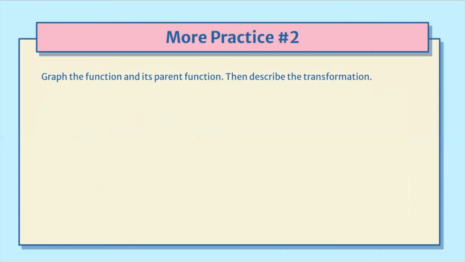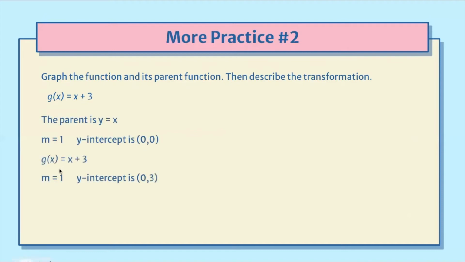So now we're going to graph this function and its parent function, and then describe the transformation. g of x equals x plus 3. We can tell from this that it's a linear function because it's just g of x equals x plus 3 without any absolute value bars or any squares. Slope is 1 and y-intercept is (0, 0). The slope of g of x is also 1 because there's no coefficient here. And then the y-intercept is (0, 3), because when we plug in 0 for x, we get 3.